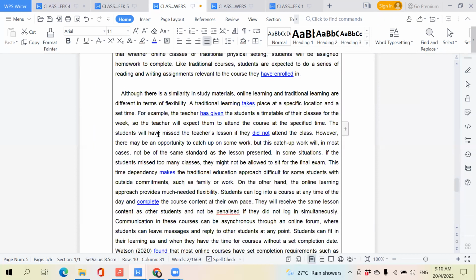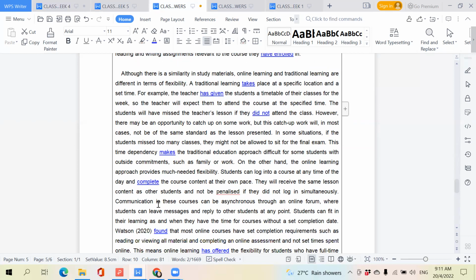Although there is a similarity in study materials, online learning and traditional learning are different in terms of flexibility. A traditional learning takes place in simple present tense, and then the teacher has given the students a timetable. This is present perfect, and then this one: the students will have missed the teacher's lesson if they did not attend the class. So this is past tense. And then this time dependency makes the traditional education approach difficult, and the online learning approach provides much needed flexibility. Students can log into a course at any time of the day and complete the course content. So this is present perfect tense, etc., etc.